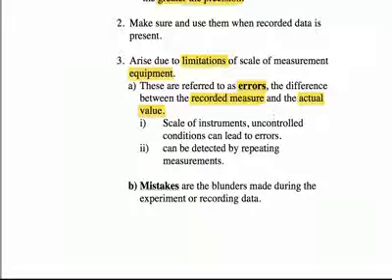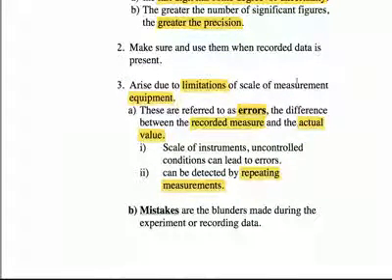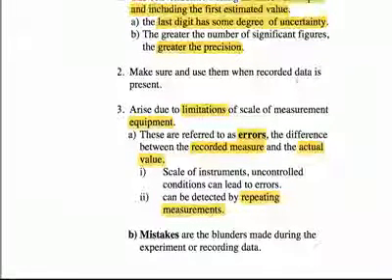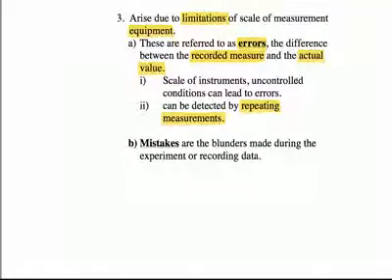So again, these are the conditions that can lead to such errors: the scale of the instruments or the uncontrolled conditions. Now, you can detect these errors by repeating your measurements and looking for something that might be out of the norm. Mistakes, though, are going to be blunders that you made during the experiment or recording the data. Maybe you wrote down the wrong units or whatever the case may be in that scenario.